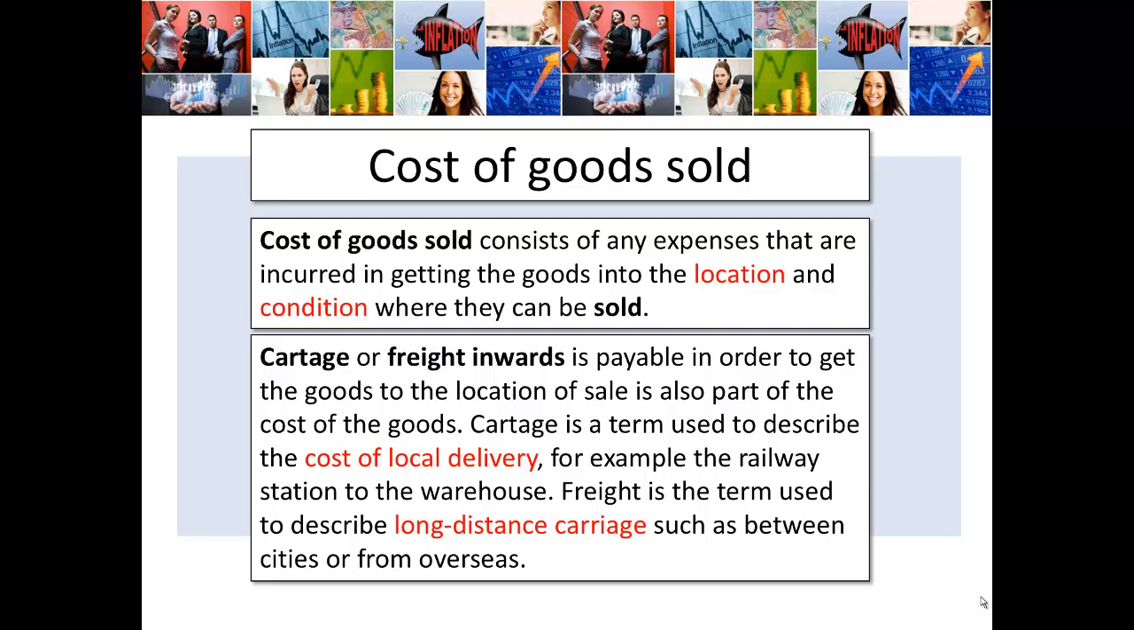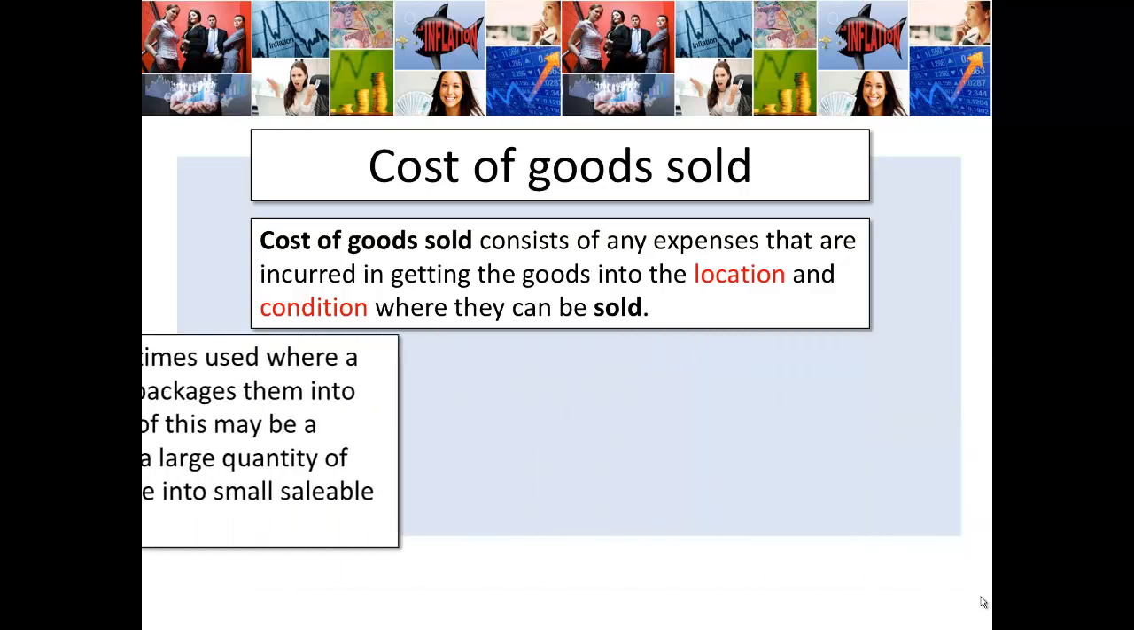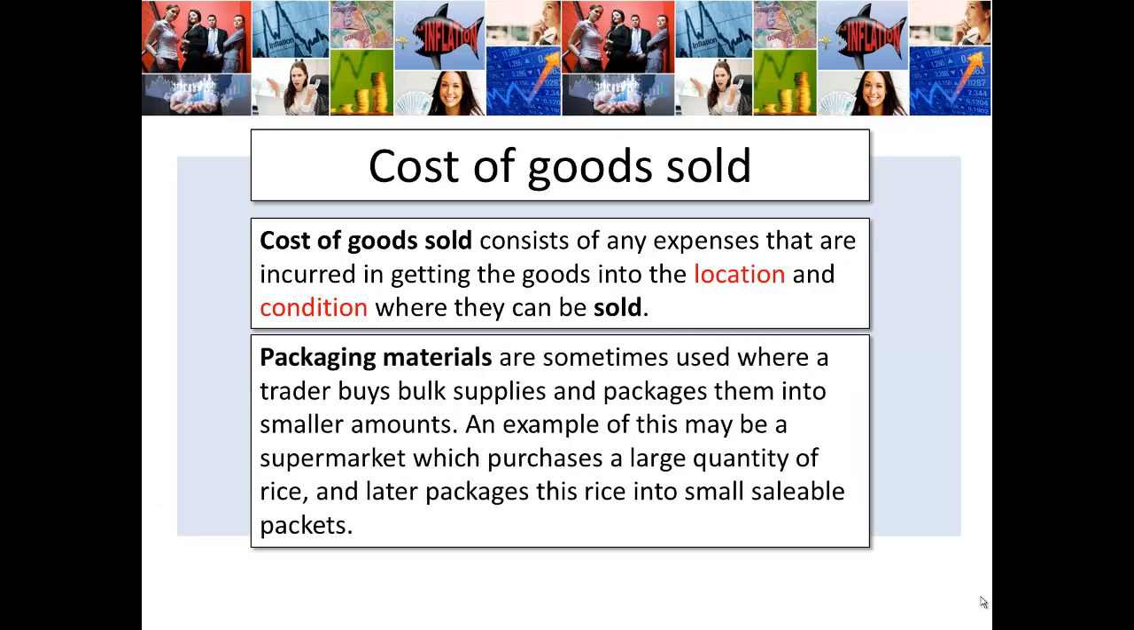Cartage is a term used to describe the cost of local delivery. So for example, the railway station to the warehouse. Freight is a term used to describe long distance carriage, such as between different cities or overseas locations. Packaging materials are sometimes used where a trader buys bulk supplies and then packages them into smaller amounts. A good example of this may be a supermarket which purchases a large quantity of rice and then later repackages this rice into small sellable packets.